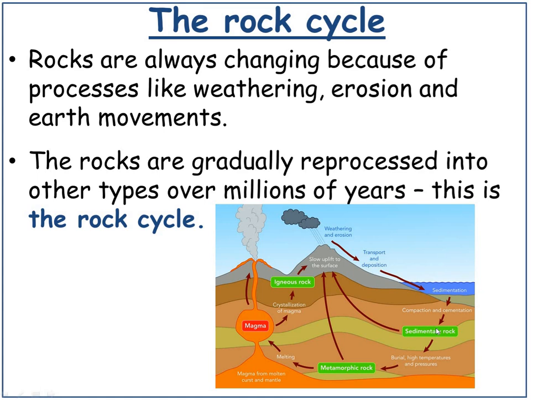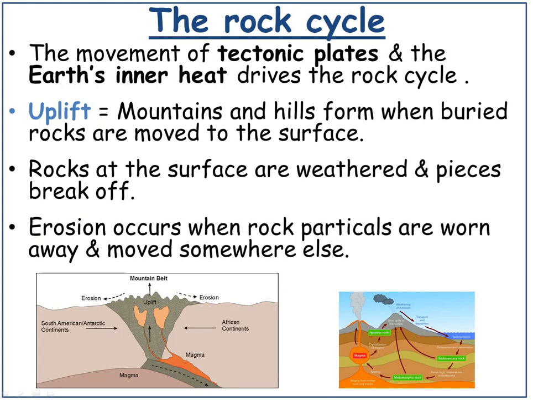And then because of high temperatures and extreme pressure, these sedimentary rocks can turn into metamorphic rocks. And if you melt those metamorphic rocks, because of the heat next to the magma, they can change into igneous rocks and so on. The Earth's movement of tectonic plates and the Earth's inner heat drives the rock cycle. So the tectonic plates and the heat of the Earth is what drives the rock cycle.